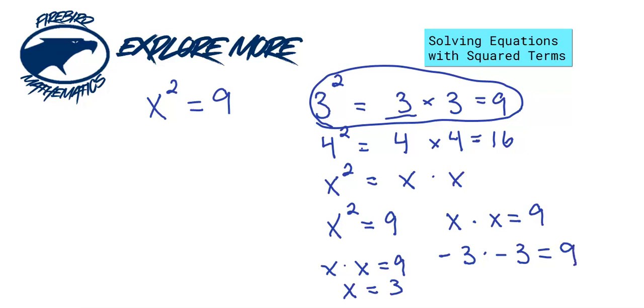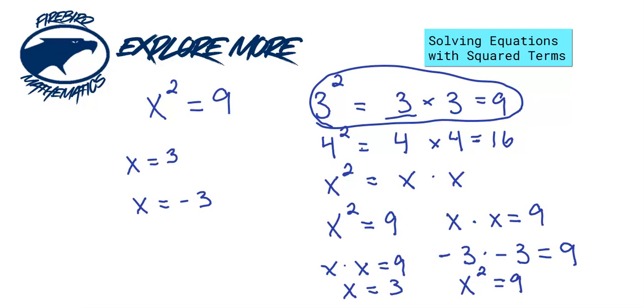So what this means is anytime we're solving an equation with a squared term like x squared equals 9, we're going to have two solutions. Those two solutions to x squared equals 9 are x is equal to 3, or x is equal to negative 3. And so in this case, we have two solutions to this equation. Okay, so what are we doing here?